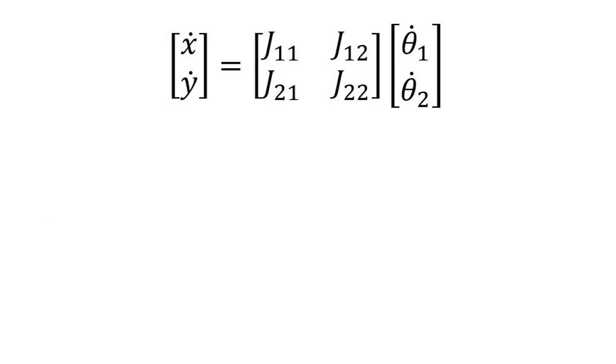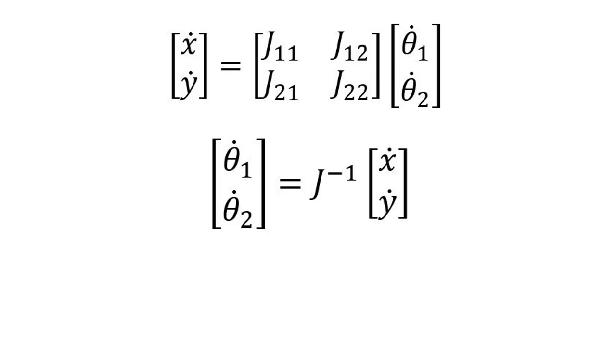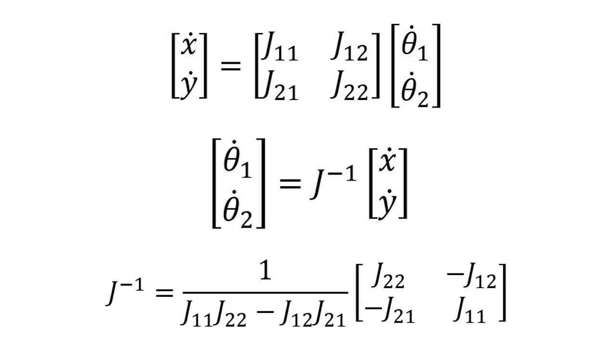Now, I want to solve this equation so that it says theta 1 dot and theta 2 dot is equal to the inverse Jacobian times x dot and y dot. So I have to find the inverse Jacobian. I'll use the definition of the matrix inverse to find the inverse Jacobian like this. This gives us 2 equations.